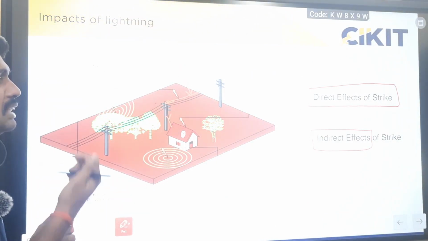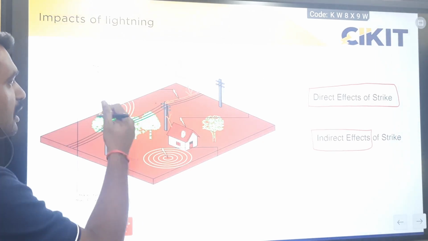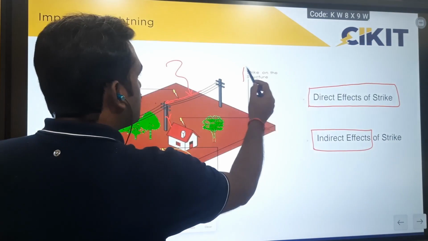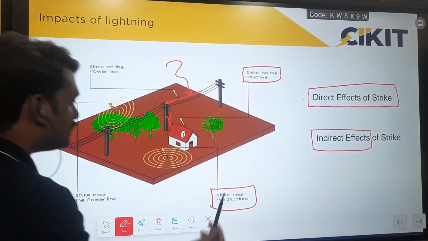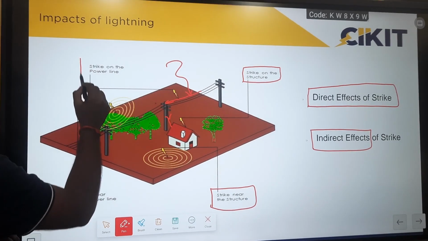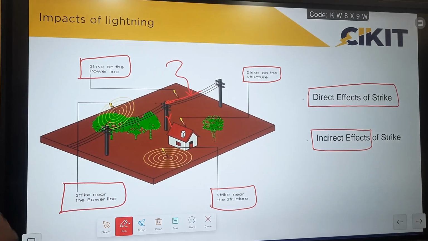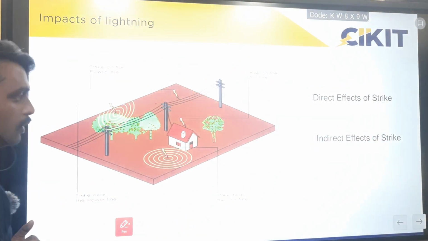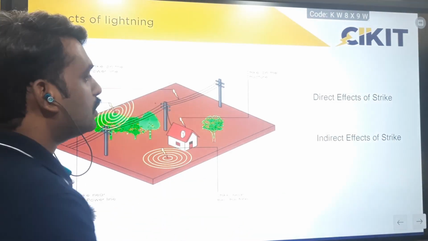So the first thing is we need to identify the source which is causing these damages. There are 4 sources that can cause damage. The first source is lightning directly striking the structure, the second is lightning striking near the structure, the third is lightning striking the power line, and the fourth is lightning striking near the power line. These are the 4 sources that can cause the damages. First we need to identify the source that caused the damage, and after that we go for the solution part.